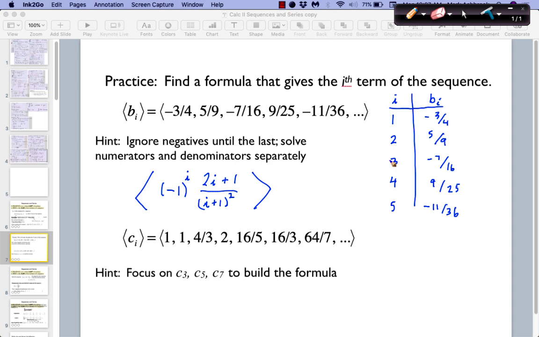Anyone else come up with a different way? This is the most common way to create the alternating sequence, one that switches from negative to positive. Anyone come up with another way to do it? What other kind of thing cyclically jumps back and forth?